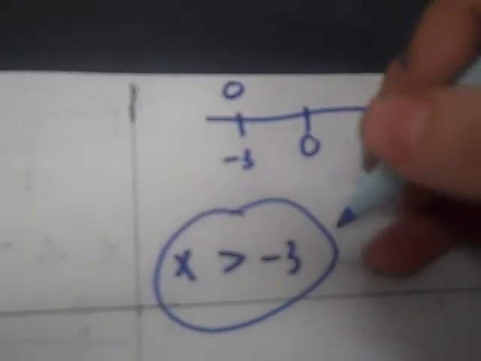Don't fill it in because it's not a line, but its nose points this way, so it will go this way. It's anything greater than -3.